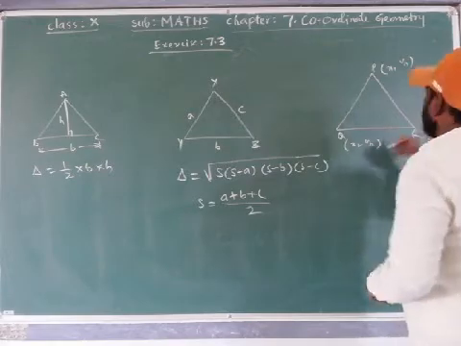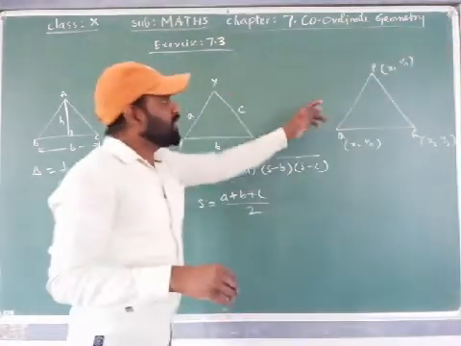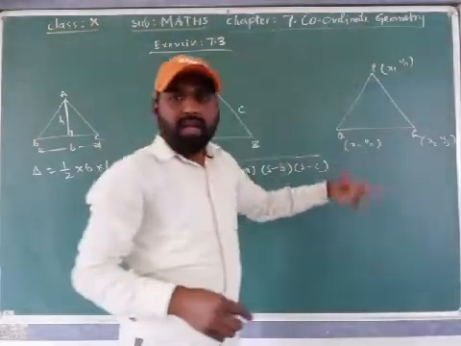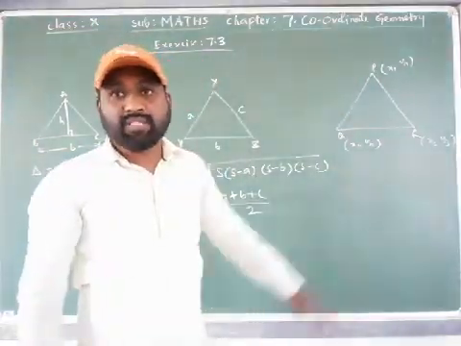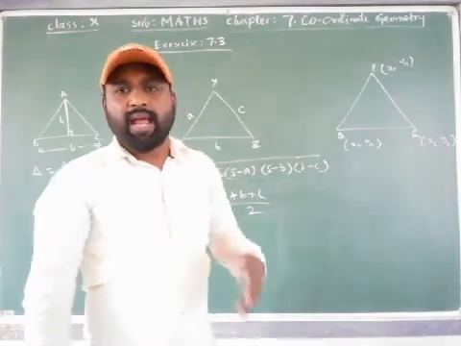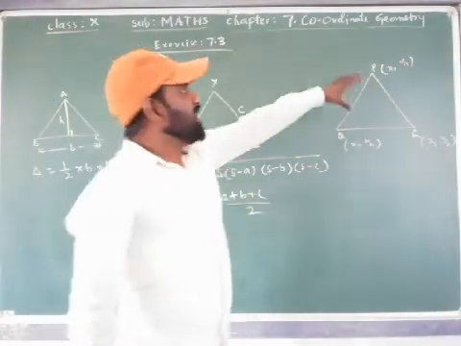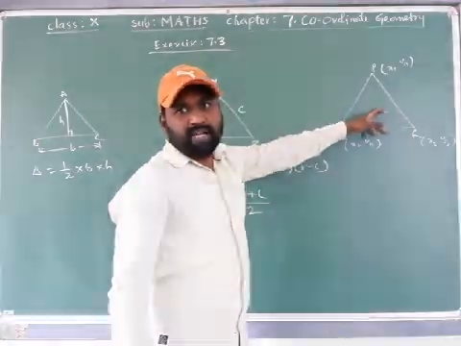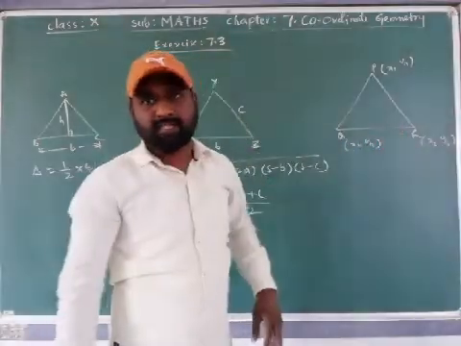If you know the 3 points which are on the plane, when you join all the 3 points, a triangle is formed with the vertices P, Q, R. At this time, how to find the area of this triangle PQR? The triangle which is formed by 3 points, when you join the 3 points, a figure is formed, that is a triangle. These 3 points are the vertices.